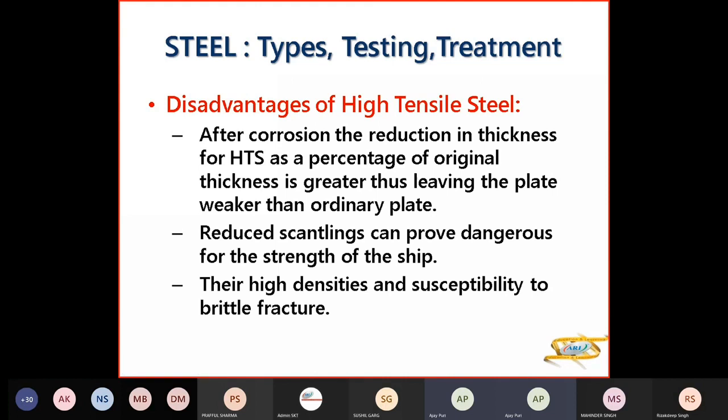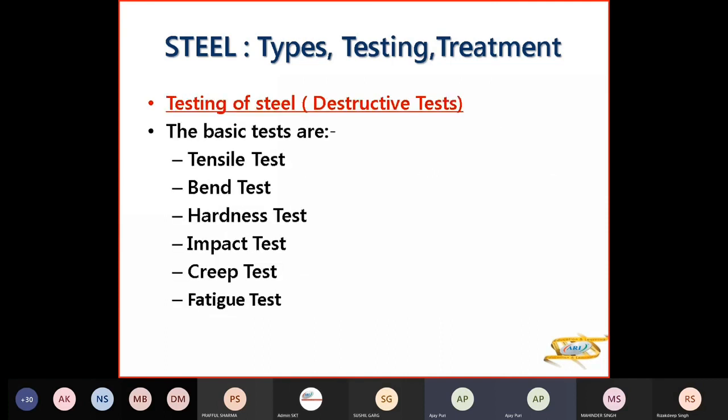Second disadvantage is reduced scantling, because you're reducing scantlings. That can prove dangerous for the strength of ship in the long run. And the high density of high tensile steel can invoke brittle fracture. So these are the three disadvantages of high tensile steel.